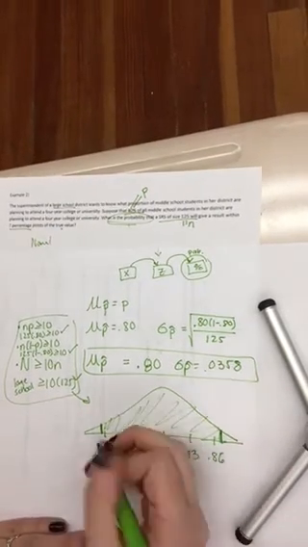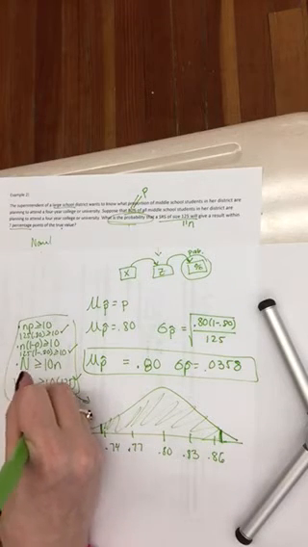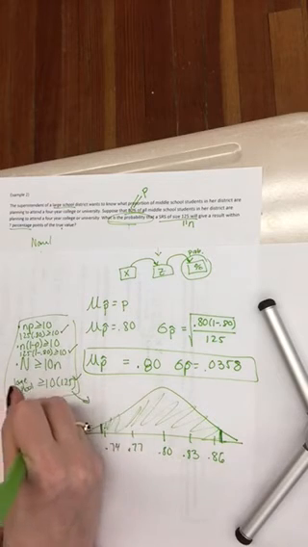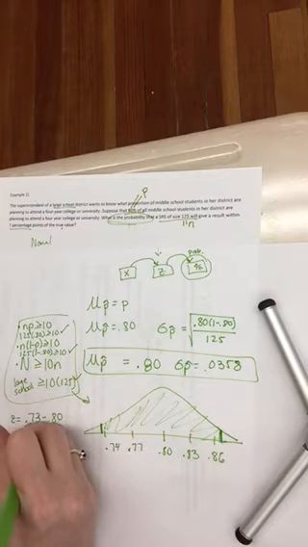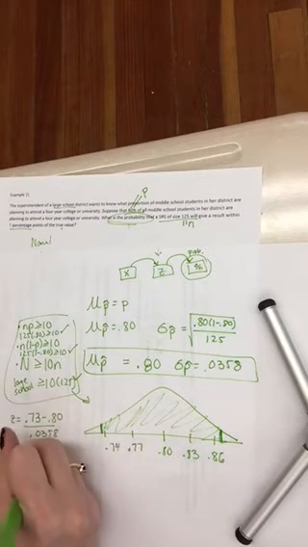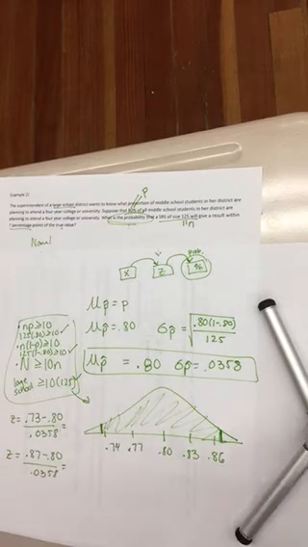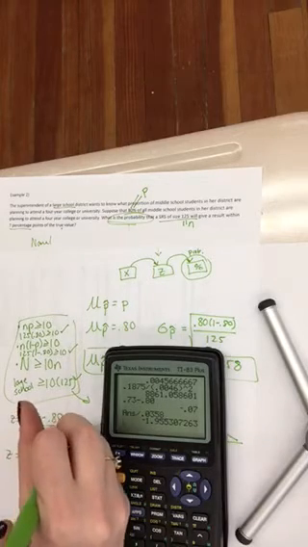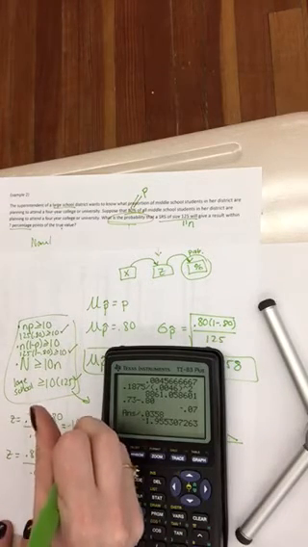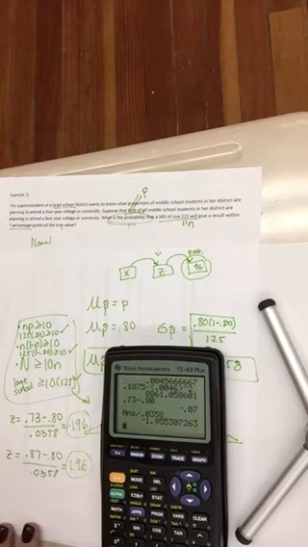Well, if we want to find that area, let's go ahead and find our two z-scores. So for our 0.73, our data point minus our mean, over our standard deviation. And our second z-score, our data point minus our mean over our standard deviation. We end up with two z-scores here. Let's go ahead and calculate those. Okay, so we have negative 1.96, and our upper one will be 1.96. It's the same thing, but just positive.